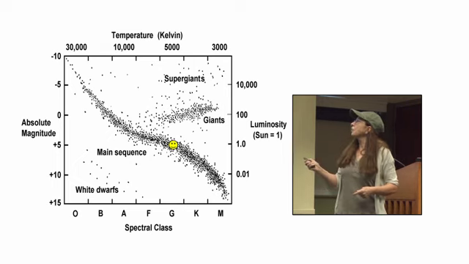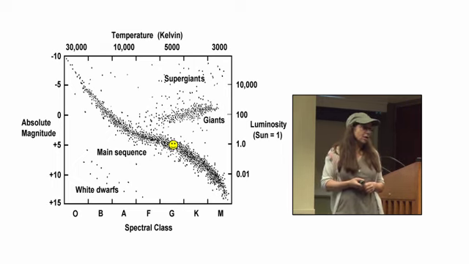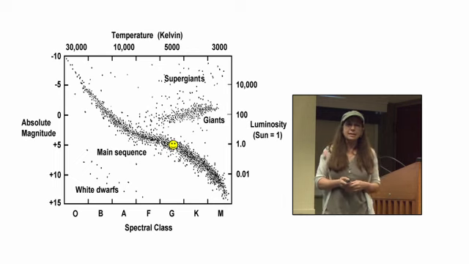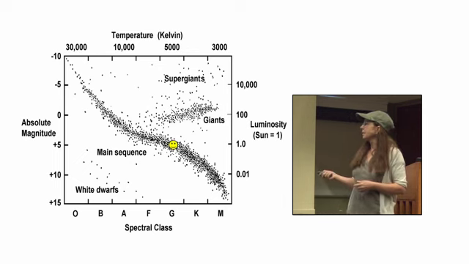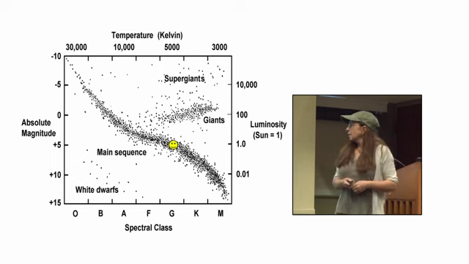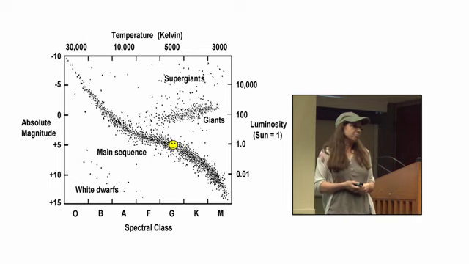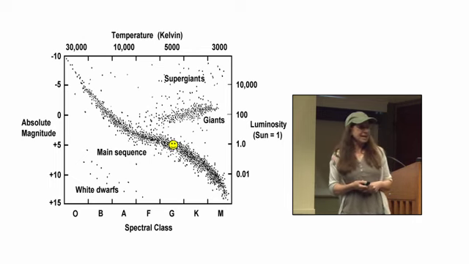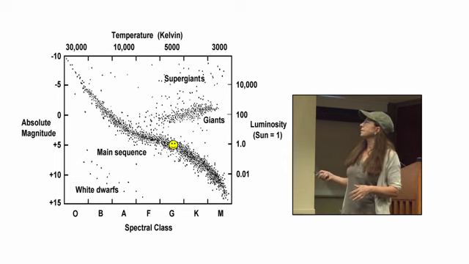One thing I will tell you about this diagram is it is a gross cartoon of the HR diagram. As with everything else in life, it's really much more complicated than that. There are many more classes than O, B, A, F, G, K, M. But for simplicity's sake, we just go with a few basic ones.